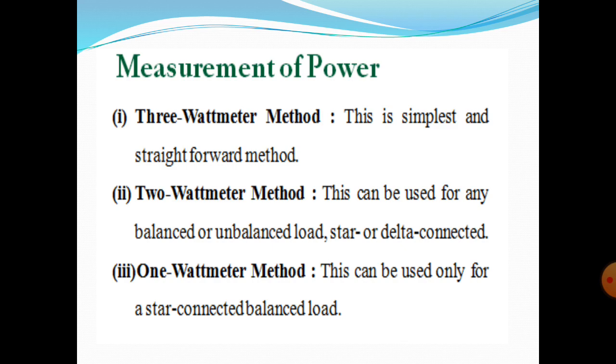Next, the second one is the 2 wattmeter method. This method can be used for any balanced or unbalanced load. Balanced load means all the three impedances are equal, and the supply is equal to the load. The 2 wattmeter method is used for star or delta connected systems. And the final one is the 1 wattmeter method. This method can be used only for star connected balanced load.